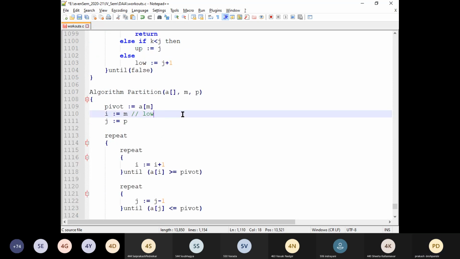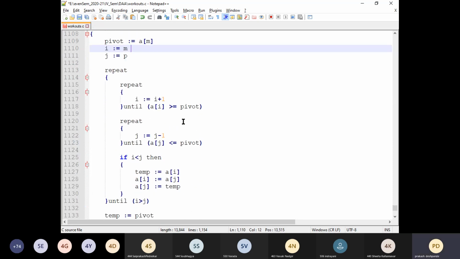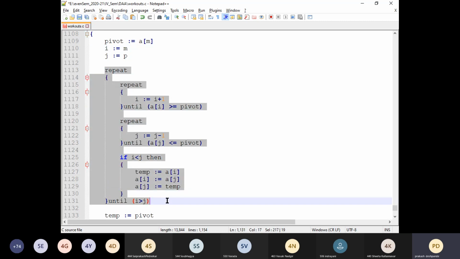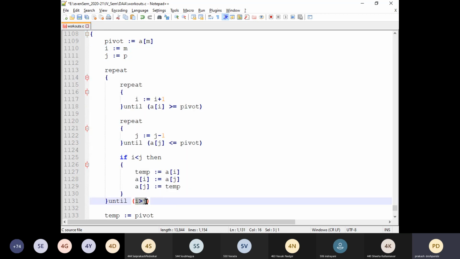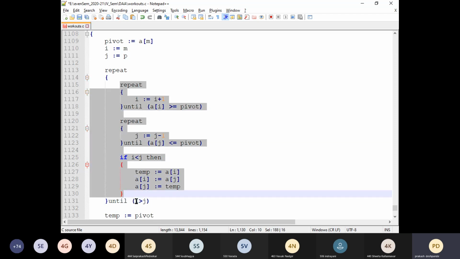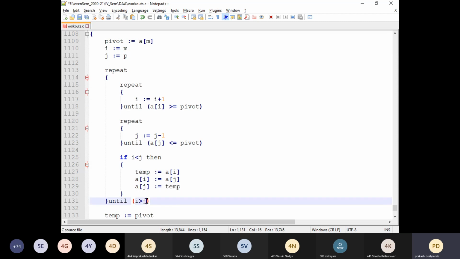Then we have the remaining code here, which is placed in the repeat until. So repeat until the condition is what? I greater than j. Which means you repeat execution of these statements until i is greater than j. If this condition is false, repeat the statements. Once the condition becomes true, then stop.